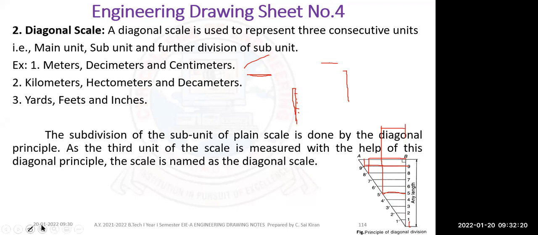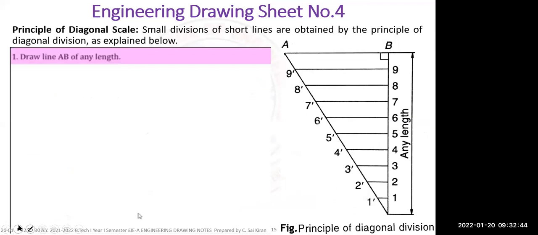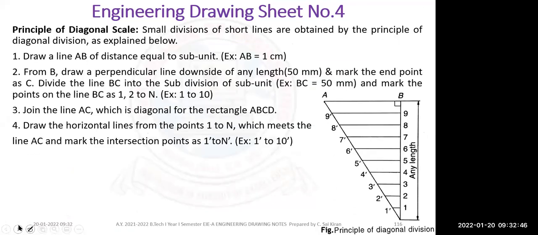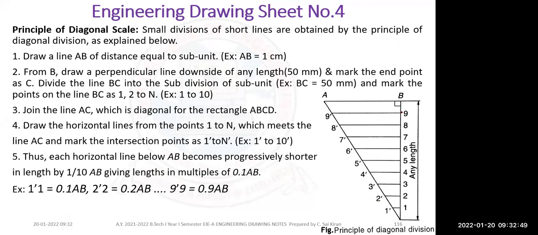Okay. So if you want to measure consecutive 3 units, if you want to measure directly 3 units such as meters, decimeters, and centimeters, you can use it. If you want to measure yards, feet, and inches, you are creating a scale in such a way that you are measuring 3 consecutive units: main unit, subunit, and sub of subunit. Then you have to use this diagonal scale. Okay. So same explanation. 9 to 9 dash will be 0.9 of AB. Okay. The principle of diagonal scale can be asked as a 2 marks question in your exam.